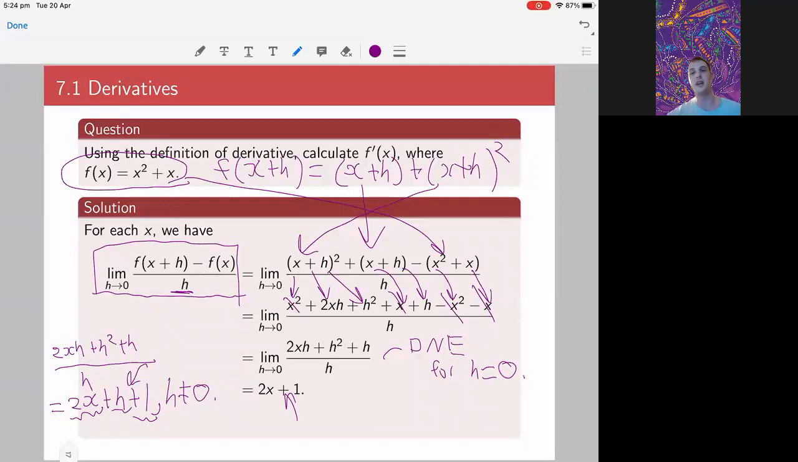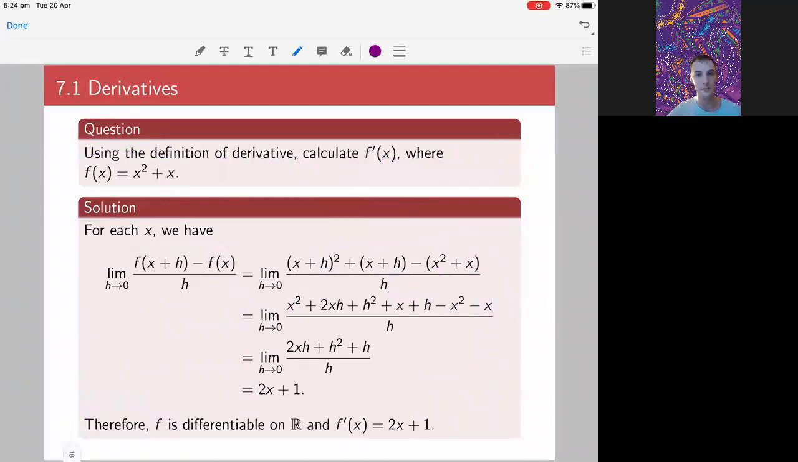So that means that for each x, the derivative is 2x plus 1. Note that no matter what x is, the limit always exists. So that means the derivative always exists, which means that f is differentiable for every real number, and the derivative is given by this. The derivative at any point x is equal to 2x plus 1.